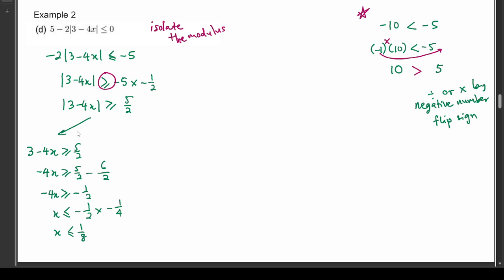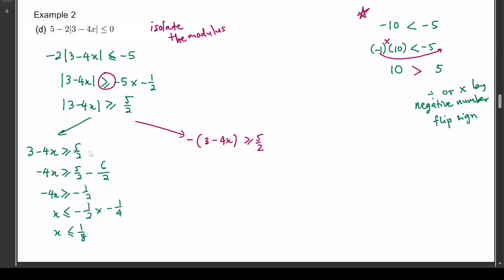Okay? And now I can split into two cases. One case where, when I remove the modulus sign, everything is positive. The other case will be the inside is negative, so the whole thing is negative. I put a bracket like this. Use the bracket or else you will get the wrong answer. The whole thing is negative, so you need to bracket the whole thing and put a negative sign outside.